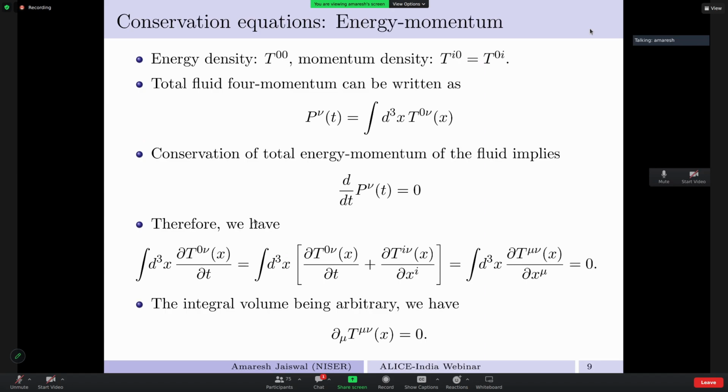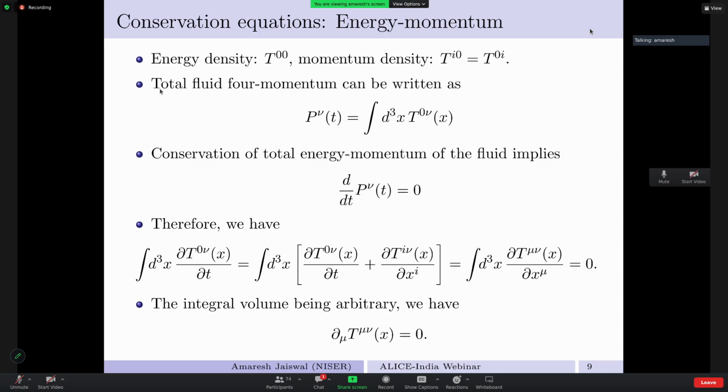Similarly, I can start with energy density, which is the T00 component, and momentum density, which is the T0i. Since T mu nu is symmetric, T0i and Ti0 are the same thing. So this is energy density and momentum density. So these are all densities.